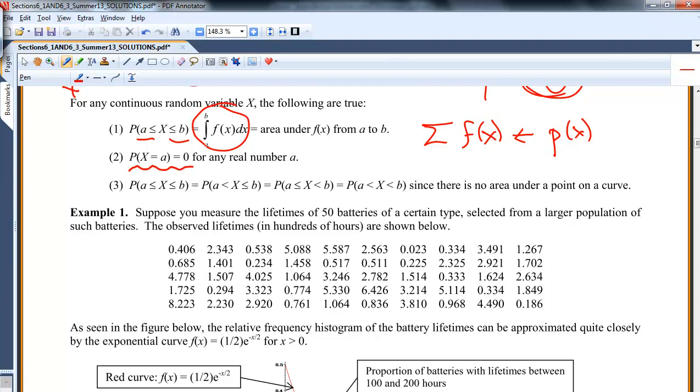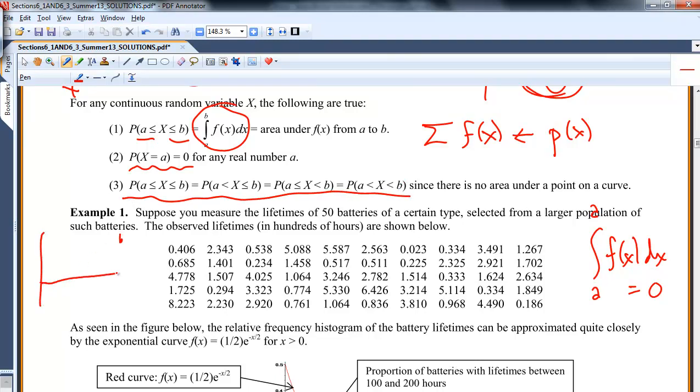With continuous, and this is not true with discrete, we have no probability exactly at a point, because by definition the probability at a would be integrating the function f of x from a to a, and that is 0. So it's impossible on a continuous random variable to ever say I'm going to hit exactly one point. And because that's true, all of these are equivalent.